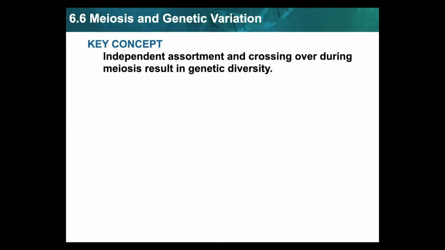Okay. 6.6 is about meiosis and genetic variation. So this explains more about how we get different traits in egg and sperm cells to create different traits in offspring.